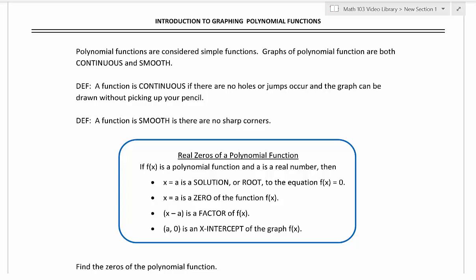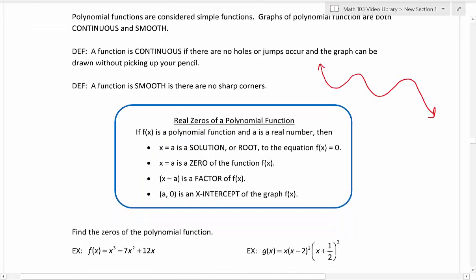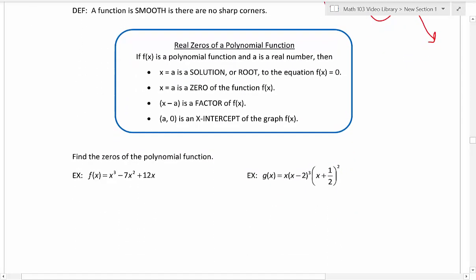A function is continuous if there are no holes or jumps and the graph can be drawn without picking up your pencil. A function is smooth if there are no sharp corners. The graphs of all polynomial functions have both these characteristics, and when they're graphed, they kind of have a wave look to them.